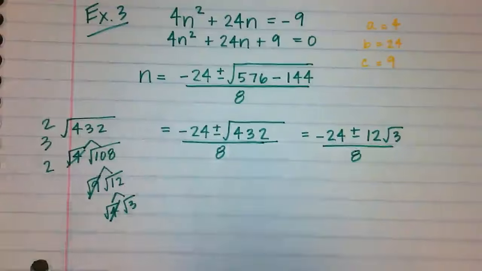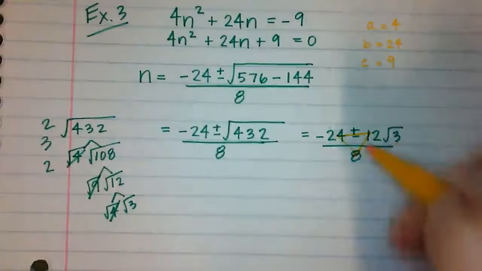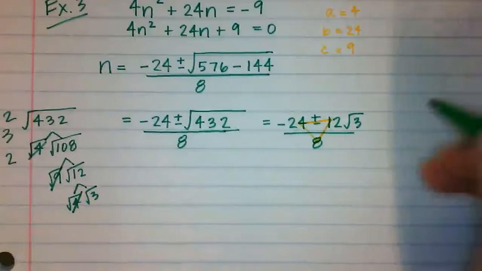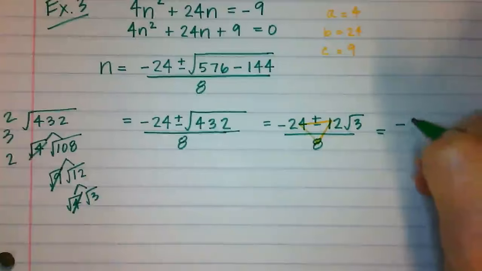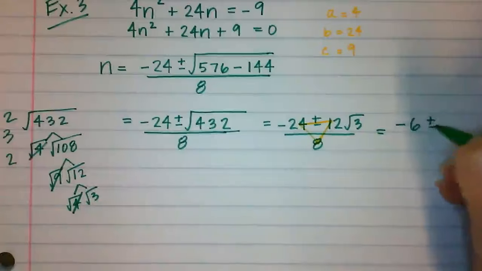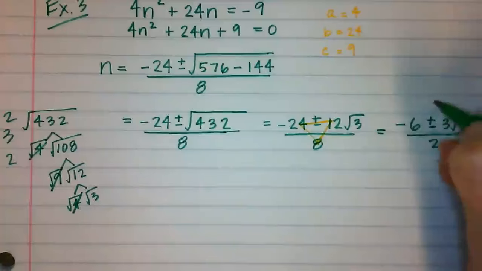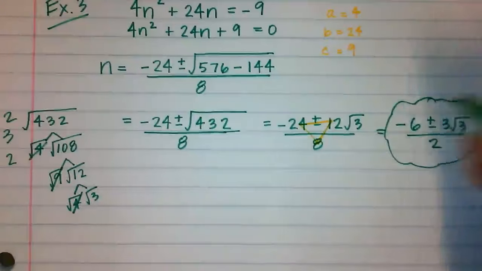And then I mentioned in the first example, we want to look right here if we can reduce all of those by the same amount, and we can reduce all of those by 4. So we have -6 plus or minus 3 square root of 3 over 2. And there you have it.